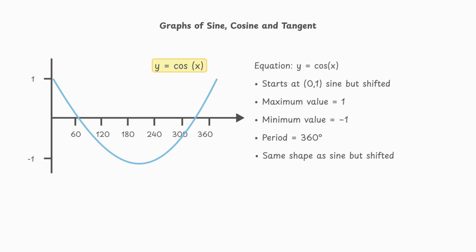So the key features to remember are: it starts at 0, 1, it has a maximum value of 1, it has a minimum value of -1. It repeats every 360 degrees, and it has the same shape as the sine graph, but shifted. Recognizing this shift is very important when comparing sine and cosine graphs.